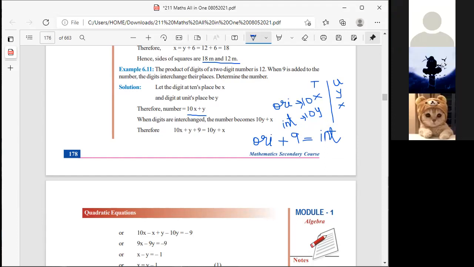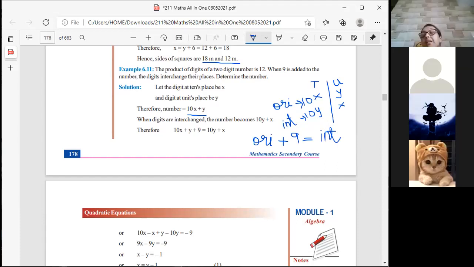Sharia understood? Yes, ma'am. Barira understood? Yes.